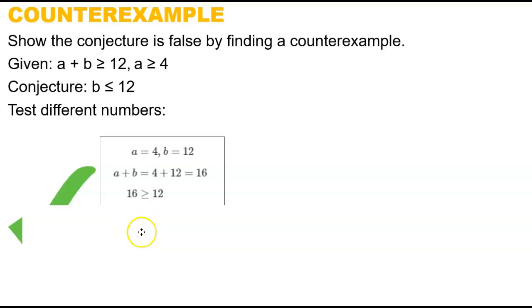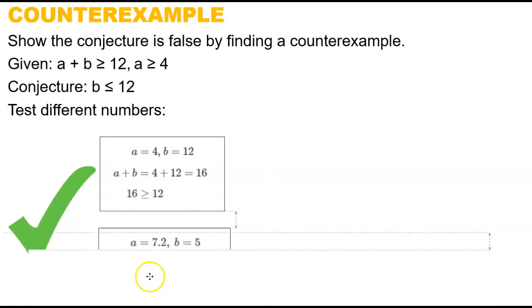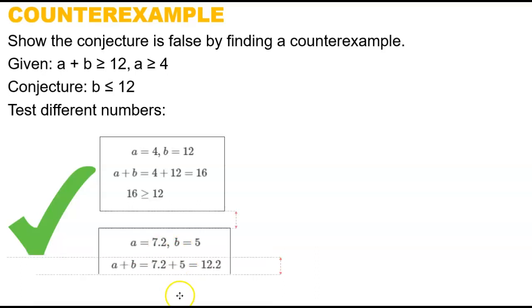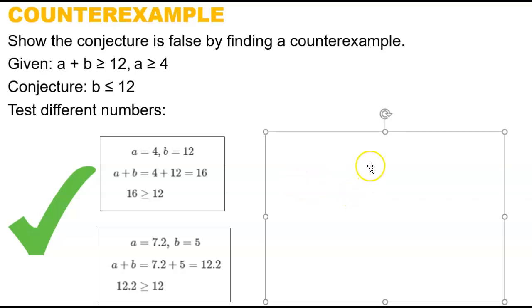So let's test it. It fits our given information, but let's test our conjecture. All right, that worked for that instance. A is 7, B is 5. When we add 7.2 plus 5, we get 12.2. We're good with that. We want it to be greater than or equal to 12. Okay, so we're good. So these two examples of picking a 4 and a 12, that worked. A 7.2 and a 5, that worked. Okay, now does that mean it's going to work every single time? No, it just worked for these two sets of numbers.